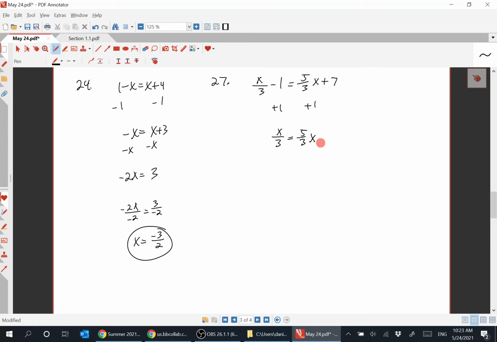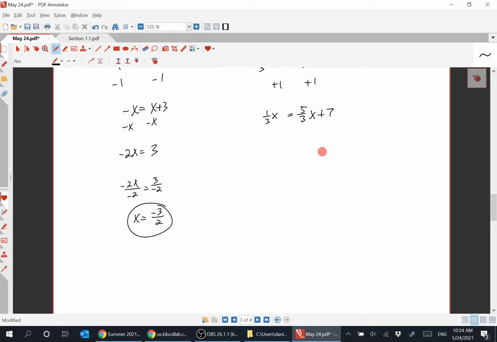So this is 5/3 x plus 7. By the way, let's write these consistently. So this is 5/3 x. This is x over 3. Remember, x over 3 is also 1/3 x. So they kind of mix the two ways of writing it in this. It's nice to write them both the same way. Either write x over 3 and 5x over 3, or write 1/3 x and 5/3 x. Write them the same way, so we're consistent.